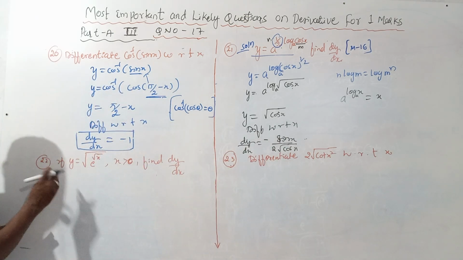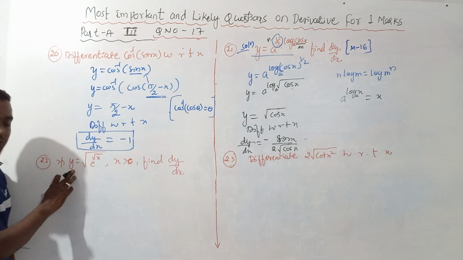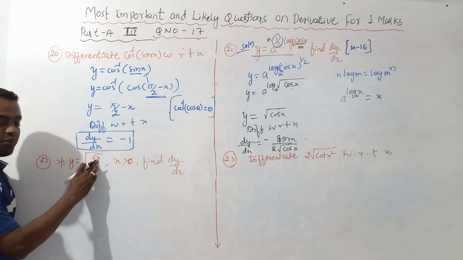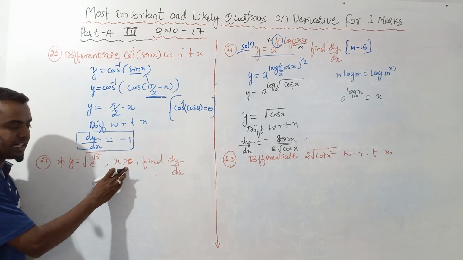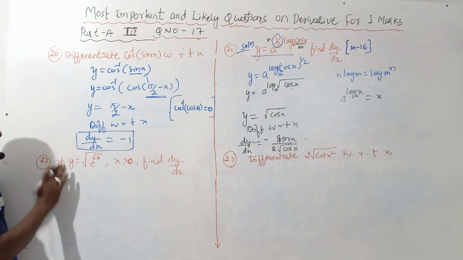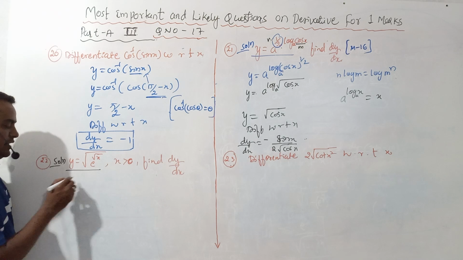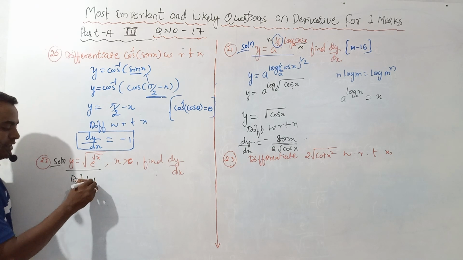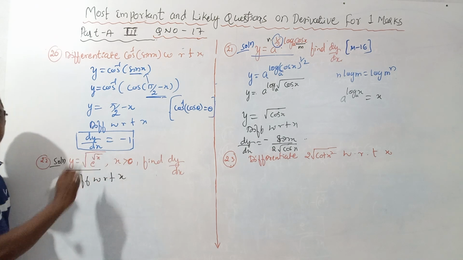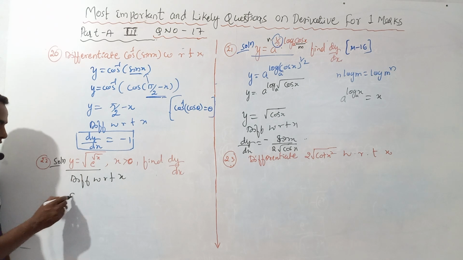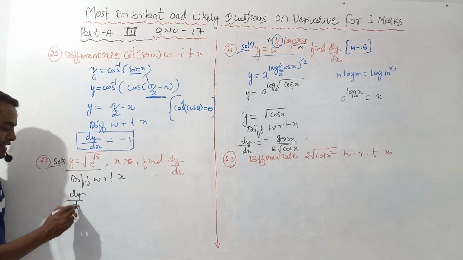Next, take this one. If y is equal to root of e raised to root x, x greater than 0, find dy by dx. Write the solution of this problem. This one, differentiate with respect to x. Differentiating with respect to x, derivative of y, dy by dx.